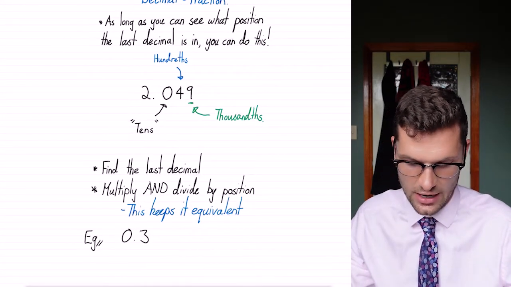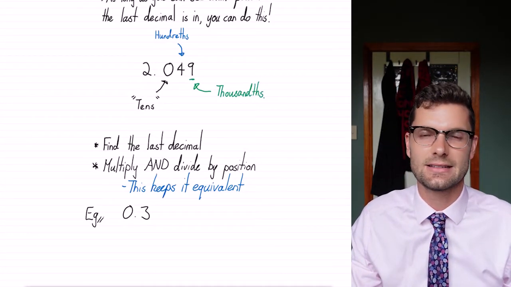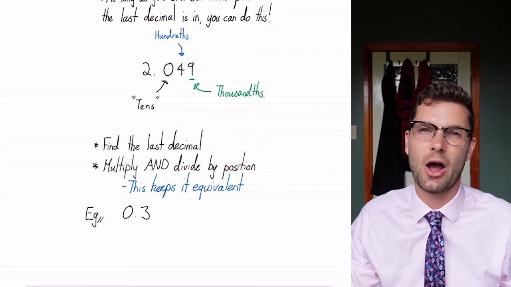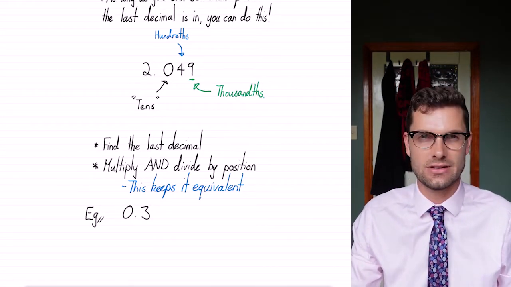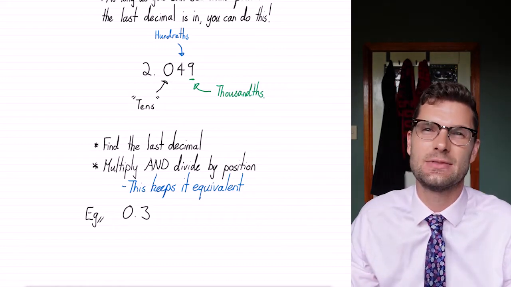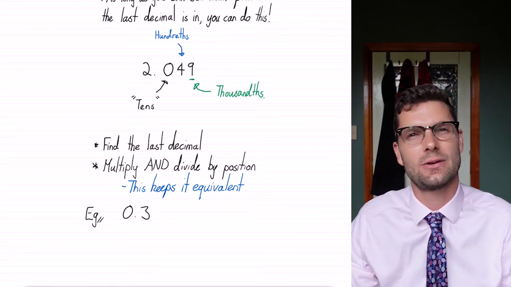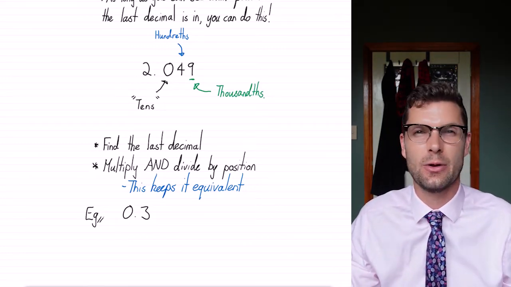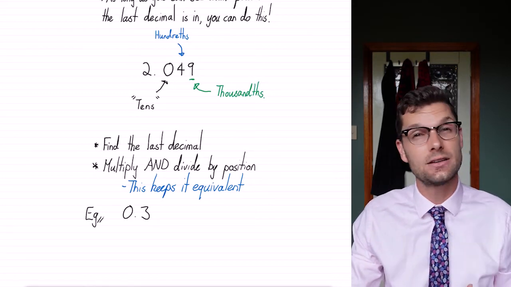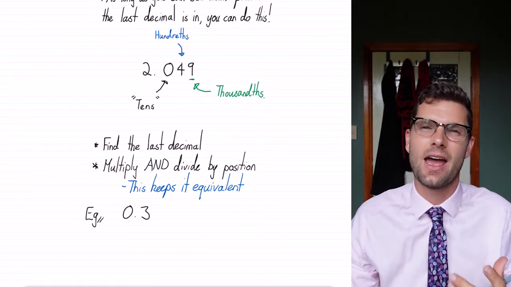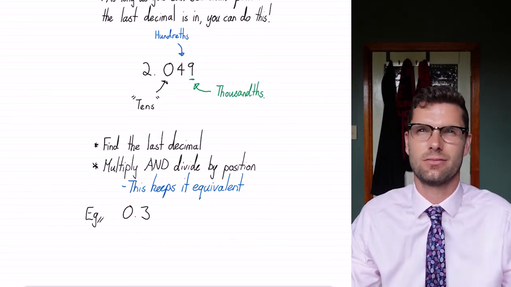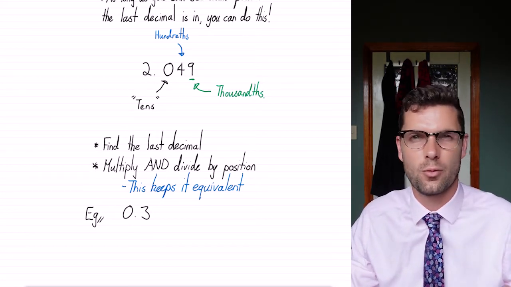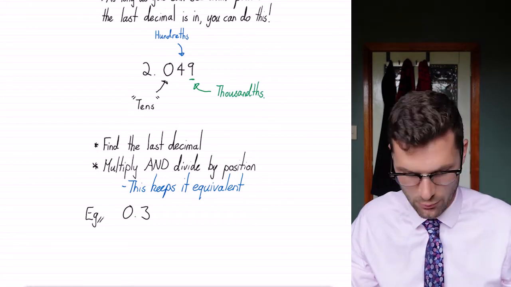So the steps are, you find the position of the last decimal, and then you multiply and divide the decimal by that position, okay? And this keeps it equivalent. If we change the top without doing anything to the bottom, it would get a little bit messy. So we've got to multiply it and divide it by the same amount. And I know that sounds a little bit counterintuitive that we're doing the reverse operation, but we'll do a few examples and see what I mean.